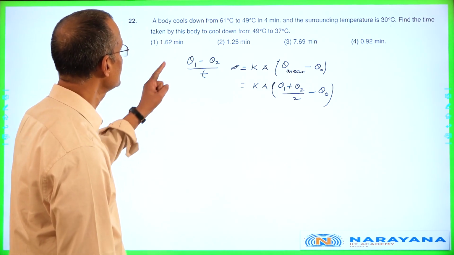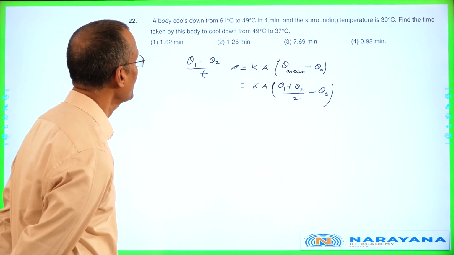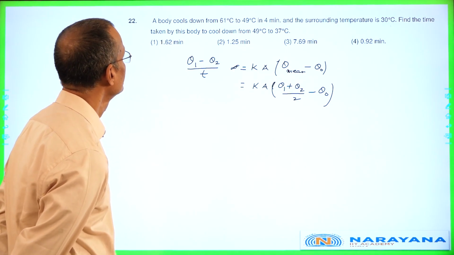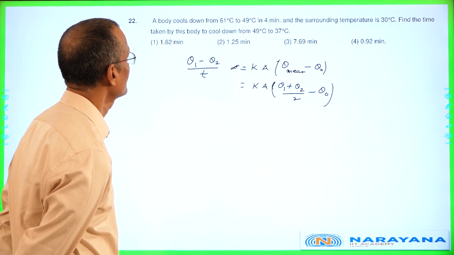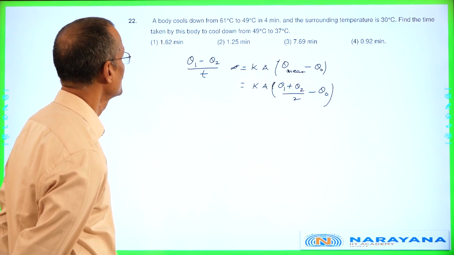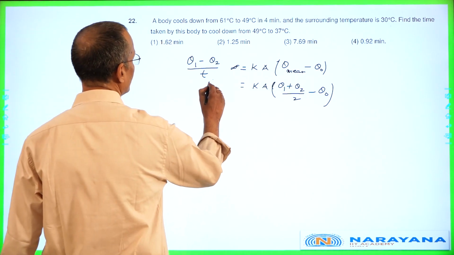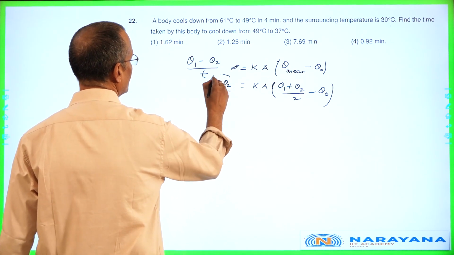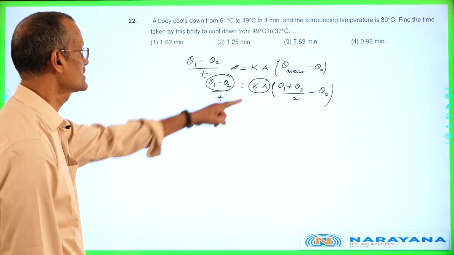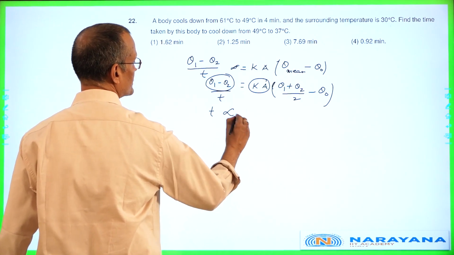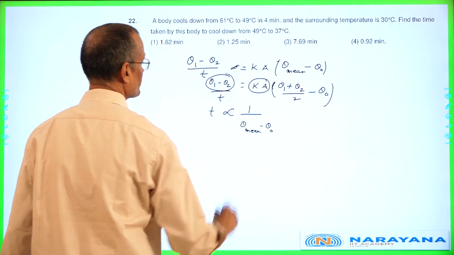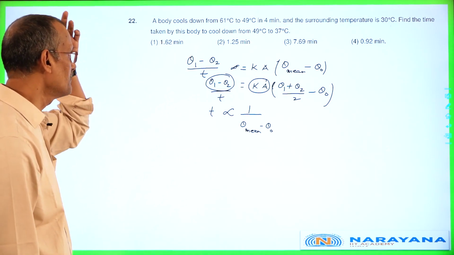They had given you 61 to 49 and 49 to 37. So theta 1 minus theta 2 is the same, because here it is 12 degrees, and here also it is 12 degrees. And they are asking you the time taken by the body to cool down. What I will think is, this is theta 1 minus theta 2 by T. This is the same for both. So T is inversely proportional to 1 by theta mean minus theta naught. Okay? So, you want 49 minus 37.